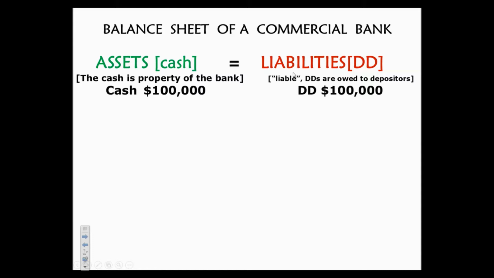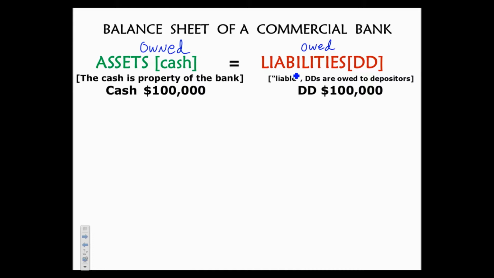So what are assets? You got it. These are things that are owned by the bank. Liabilities? What is owed, okay? So the only difference between the two is an N. So that's important.